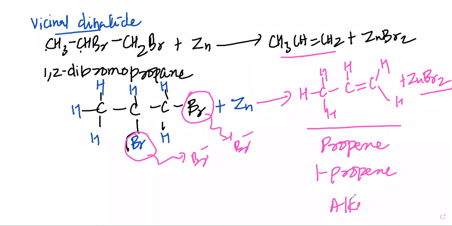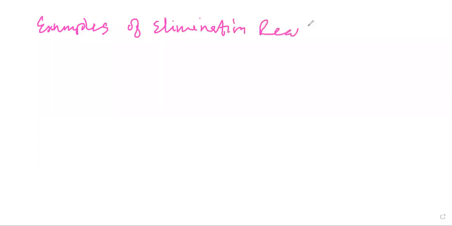So this is alkene, which is prepared from the vicinal dihalide. There is one more example, my dear students, we can understand. We are studying the examples of elimination reactions. This example, which I'm going to give you, you have studied even in the 10th standard, my dear students. So let me give you this example.